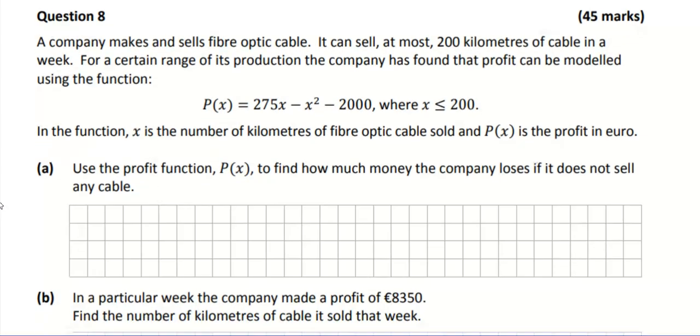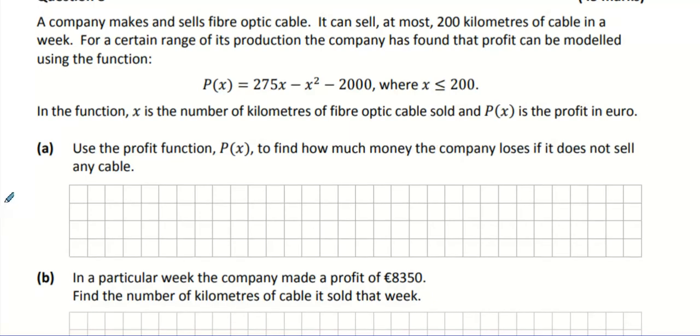A company makes and sells fiber optic cable. At most, it can sell 200 kilometers of cable. So that's where this x has to be less than 200 comes from. You cannot sell more than 200 kilometers of cable. For certain ranges, production costs the company found can be modeled using this function. Use the profit function to find how much money the company loses if it does not sell any cable. Well, if you don't sell any cable, it means x is 0.